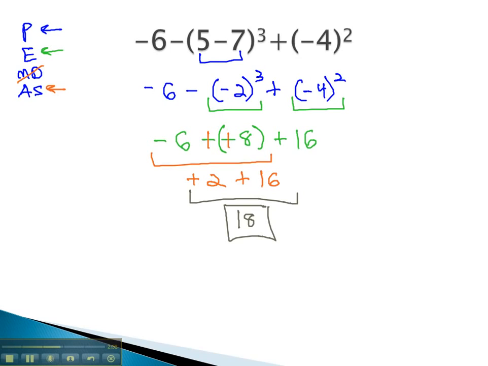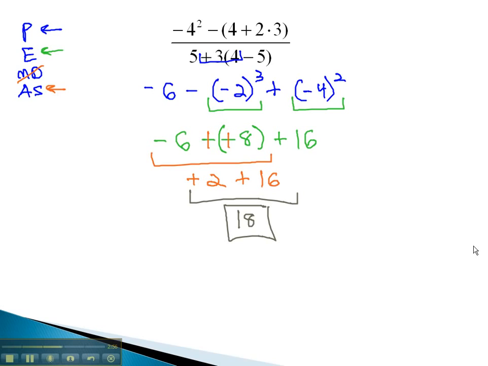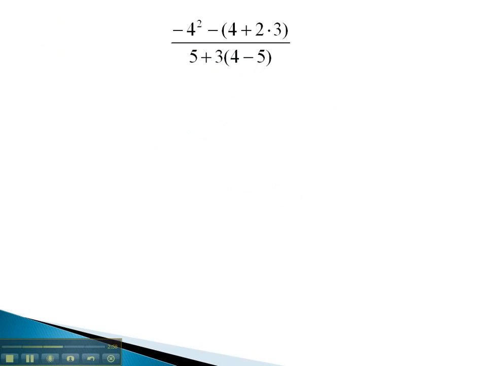Let's try one more problem that uses negatives in the order of operations. This problem looks like a fraction. Remember, a fraction has those invisible parentheses around the numerator and denominator, or the top and the bottom. So let's simplify the top and bottom separately, and then we'll put them together to make our fraction.